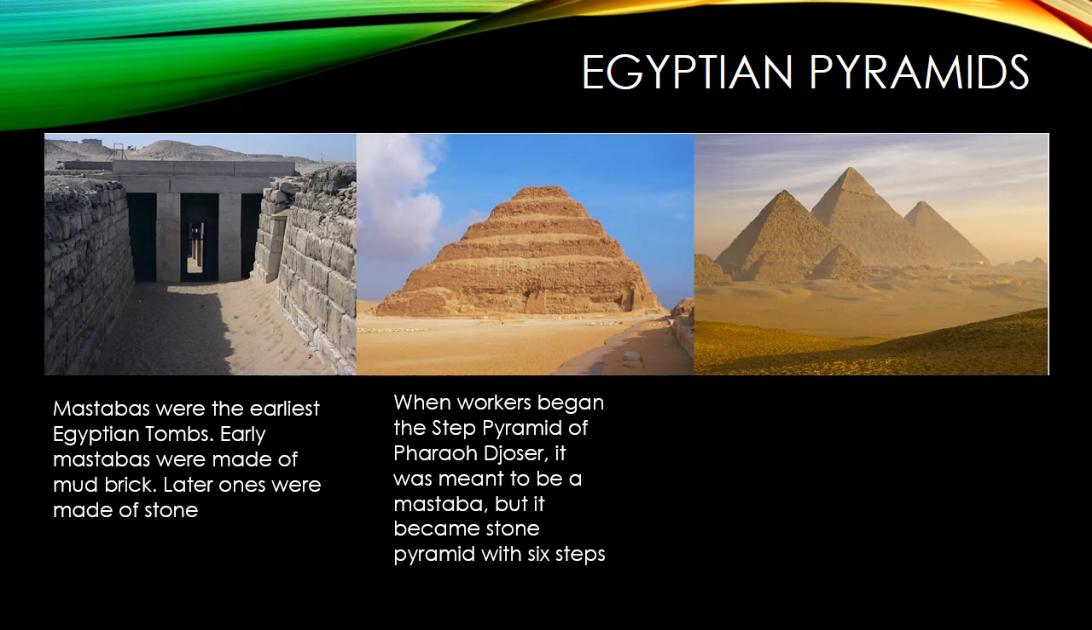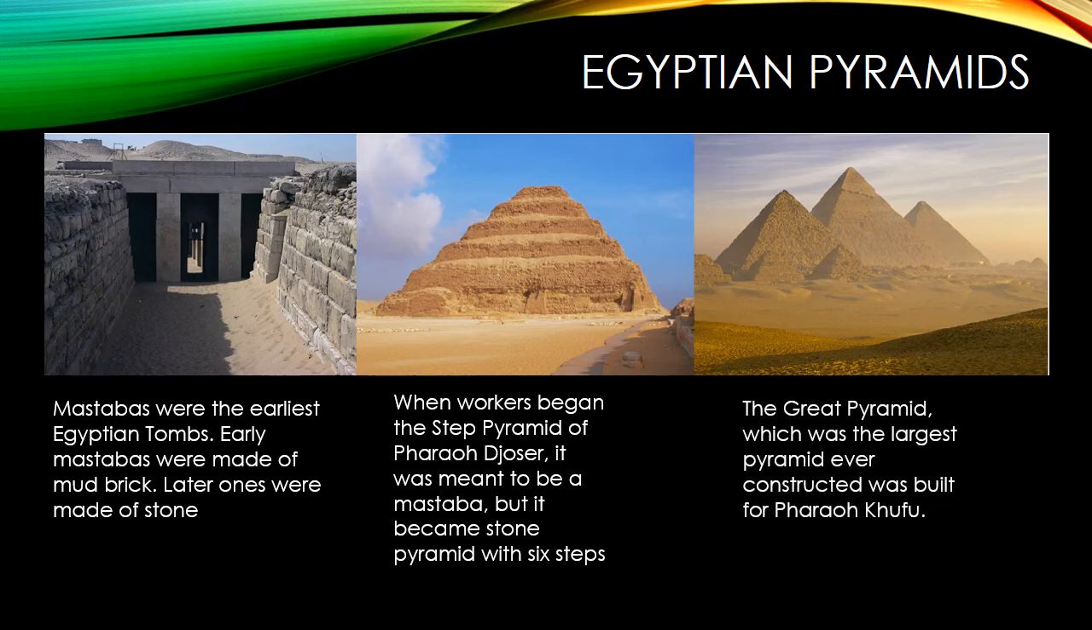So this is the evolution of the actual pyramid. They weren't sure how to build these things right off the bat, and they evolved from mastabas to these step pyramids, and finally to what we have on the far right, the Great Pyramid. It was the largest pyramid ever constructed and was built for Pharaoh Khufu.